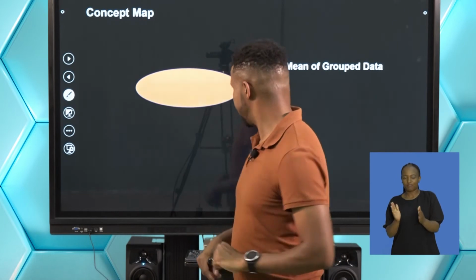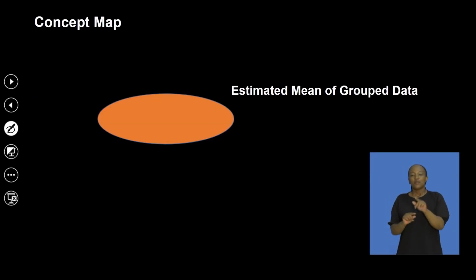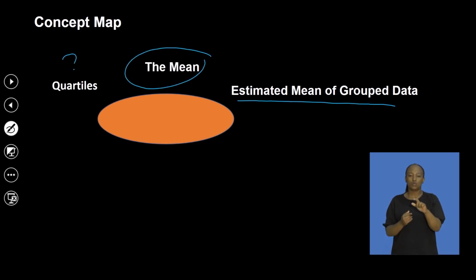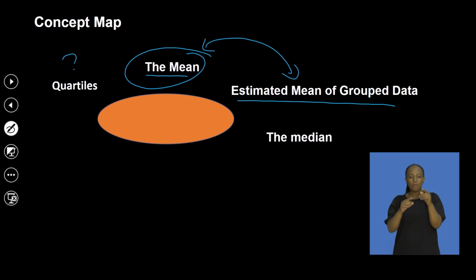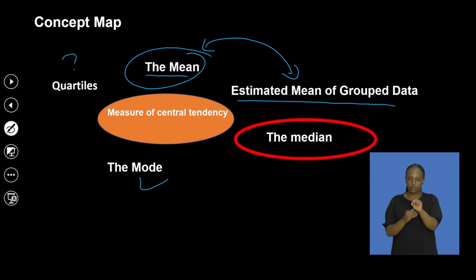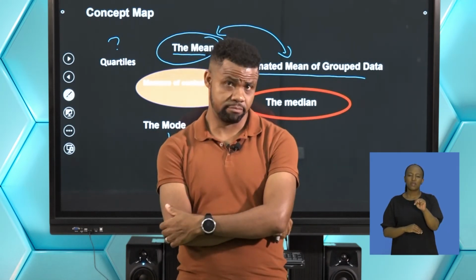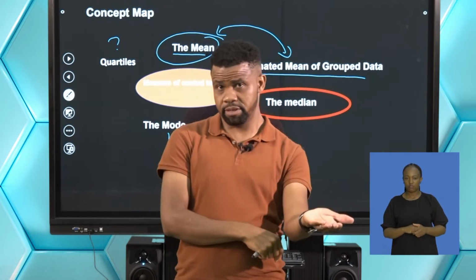Now, let's come back. We looked at the estimated mean. We're still going to look at quartiles. We looked at mean, which is the average, and the two are the same, but one is group data and this is from raw data. We're going to look at median. We looked at mode. Now we'll look at median. Have you heard the term median? What does median mean to you? Mean, median, is it the same thing?